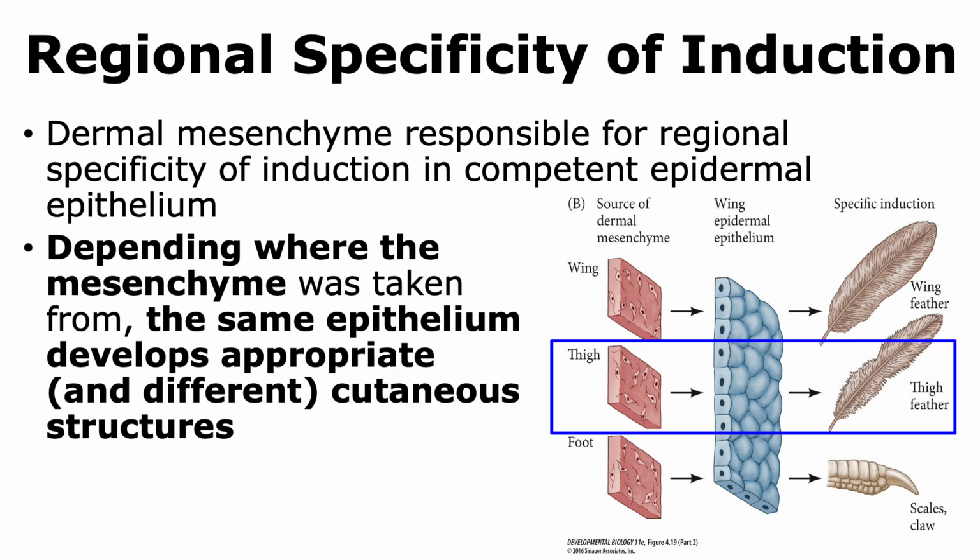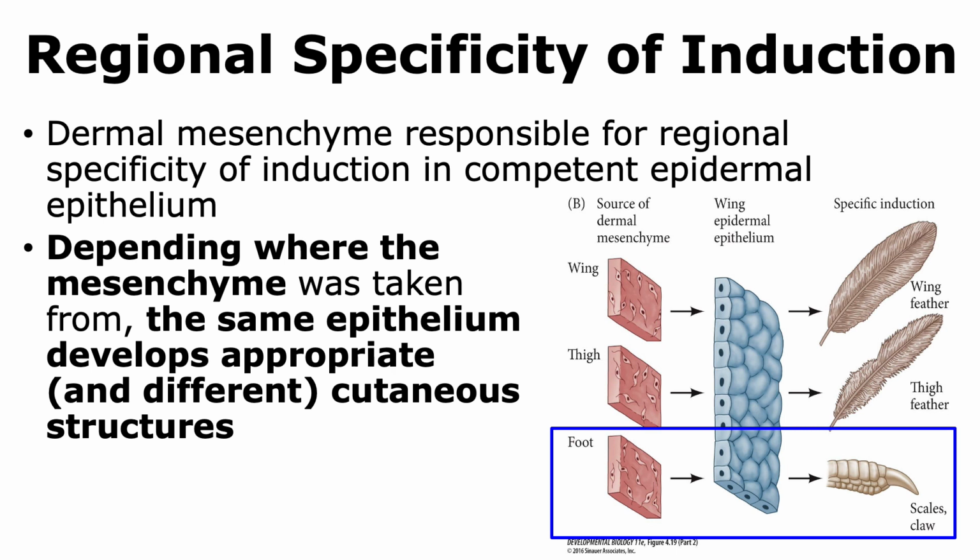Now, if we keep the wing epidermal epithelium exactly the same, but change the source of the dermal mesenchyme, so in this case we're using the mesenchyme from the thigh instead of the wing, and we are using the same epidermal epithelium, what we see is we do not see a wing feather made, but we actually see a thigh feather made. And thus we are seeing a different structure being made.